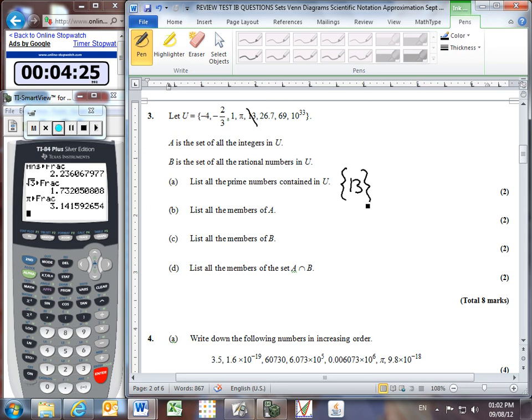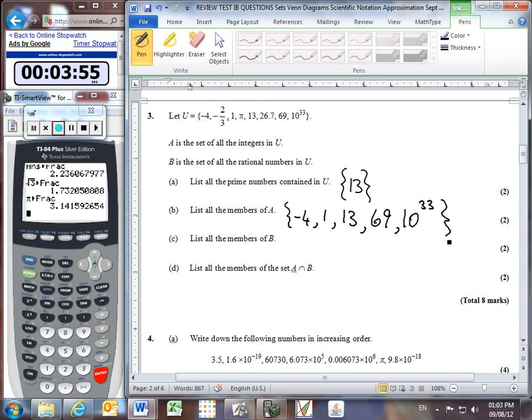Part B, list all the members of A. So that's going to be the set of integers, and that of course will include that 13, but I've got a negative whole number here, negative 4, and I can see now my 1, and we already mentioned the 13, and then 69 is an integer because it's got no decimal part, and 10 to the power of 33, if I wrote it in regular notation, would also have no decimal part afterwards. So those are the 5 integers.